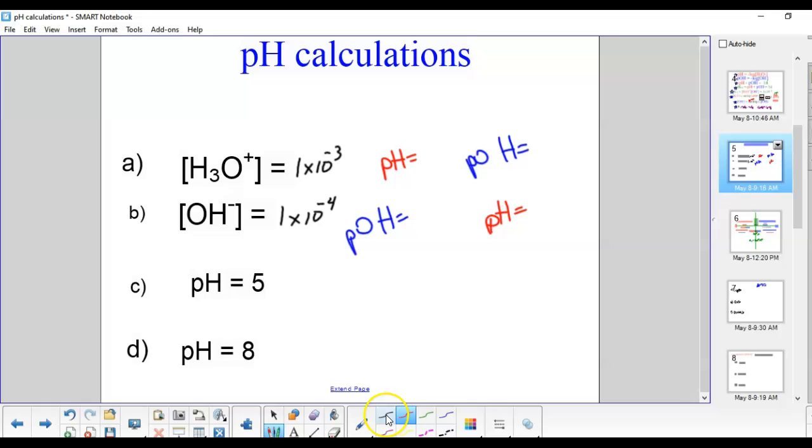All right, if I have a hydronium concentration of 1 times 10 to the minus 3, I take the negative log of this value. I think I said 7, but I meant 3. It's going to give us a pH of 3. Well, what do we know about pH and pOH? They have to add up to 14. 14 minus 3 is 11.